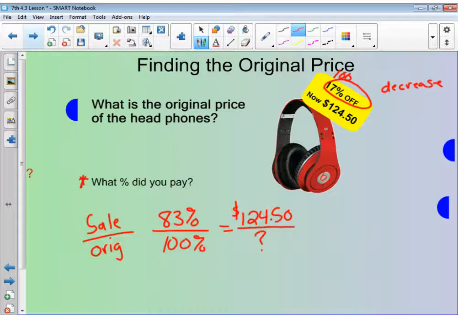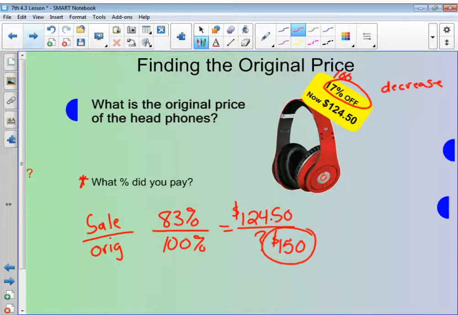Okay, so now we're going to take $124.50 times 100 and divide that by 83. And when we do that, I get $150. So these were originally $150 pair of headphones. We got them for $124.50, so we saved $25.50.